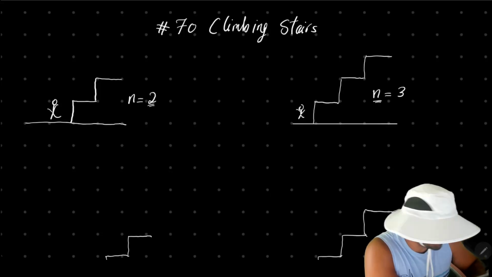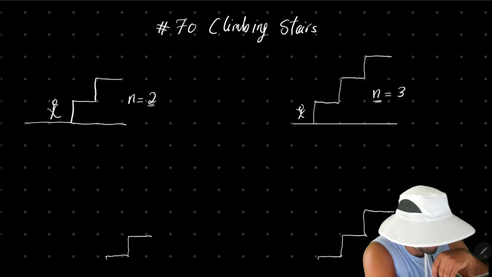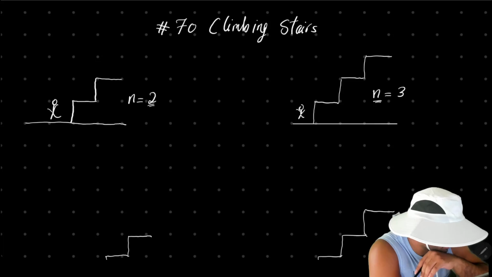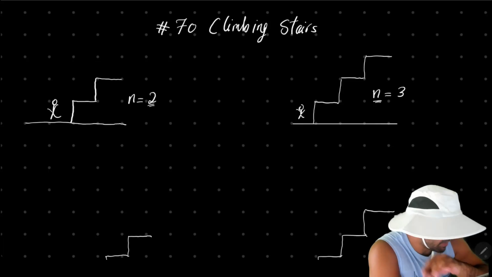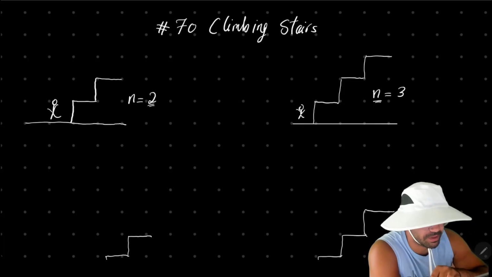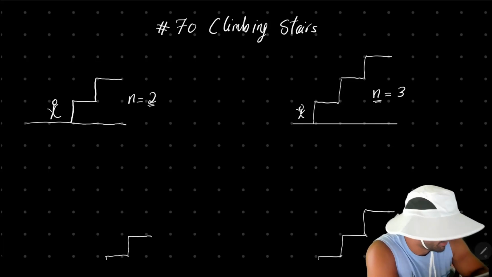Okay, so the problem is telling you, if you have a staircase with n steps, how many different ways can you climb all the way to the top, given that you can only jump 1 or 2 steps? You can only take 1 step at a time or 2 steps at a time, and that's about it. You cannot take a bigger leap than that.